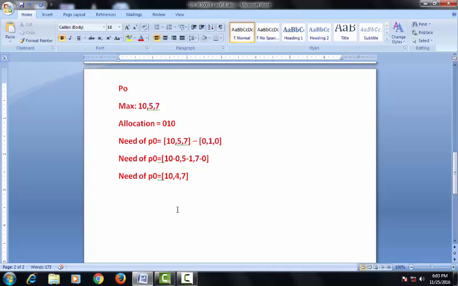Now these data structures vary over time in both size and value. These data structures are used by the following algorithm, which is part of banker's algorithm: the resource request algorithm. So let's write it. Resource request algorithm.